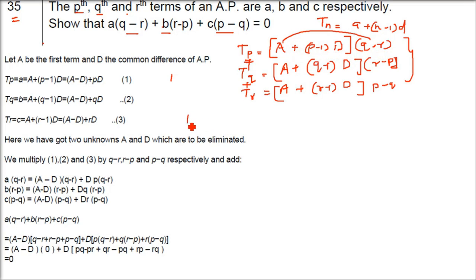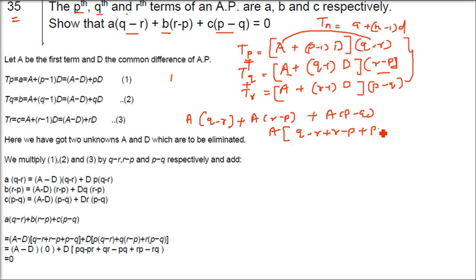These are all the ABC terms. Now let us add these. I'm taking only the A terms: A into Q minus R, plus A into R minus P, plus A into P minus Q. Now I'm taking A common, so it will be Q minus R plus R minus P plus P minus Q. This all gets cancelled, and only A into 0 will come. So the first term you understood.